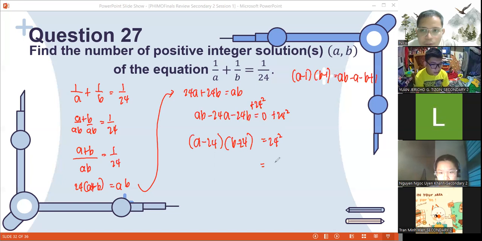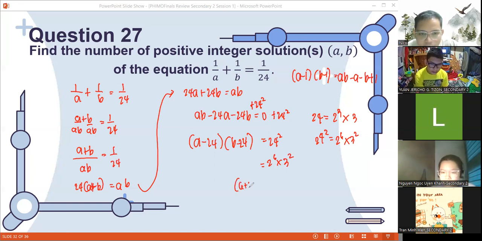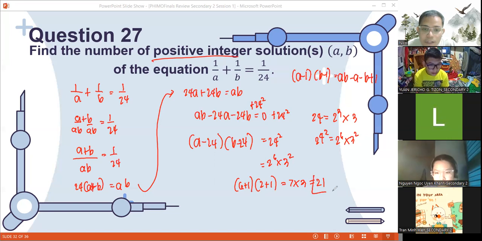So what is 24 squared? Okay, 24 is equal to 2 raised to 3 times 3, right? So 24 squared is equal to 2 raised to 6 times 3 squared. Number of factors, it's just 6 plus 1 times 2 plus 1. That is 7 times 3, which is 21. Take note, it should be positive, so not including the negative. So this is our final answer. So the same with what we had last time, right?